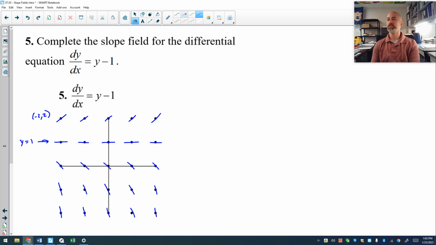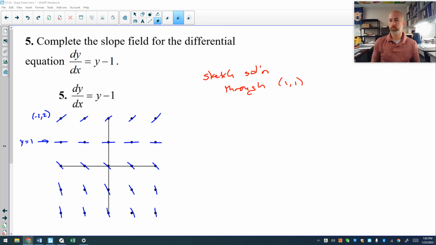And let's say I wanted to sketch the solution through the ordered pair 1, 1. If I started at the point 1, 1, and I wanted to sketch the solution through that point, I'm going to start by plotting the point at 1, 1. Always start at the point they suggest. And I notice that I have a 0 slope. So I'm going to be horizontal as I go through that point.